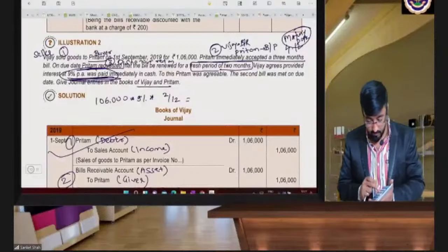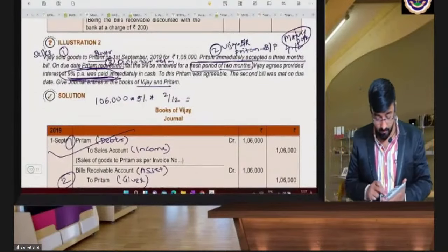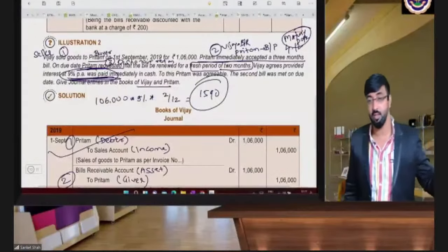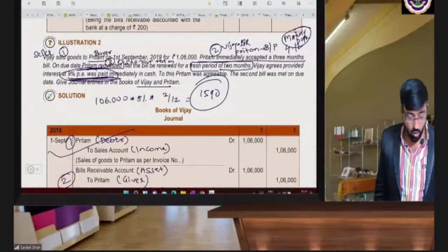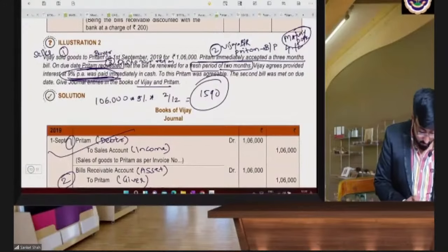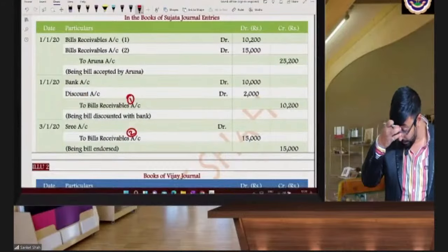1,06,000 into 9% into 2 by 12. So this is 1590, sir. This is 1590. So 1590 is a Pritam account debit. Pritam account debit. Sir, discount में कुछ तो गड़बड़ हुआ है क्या?